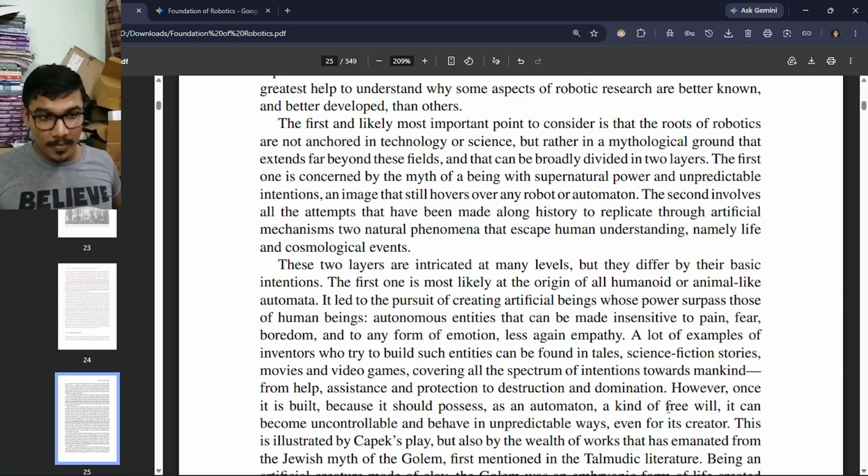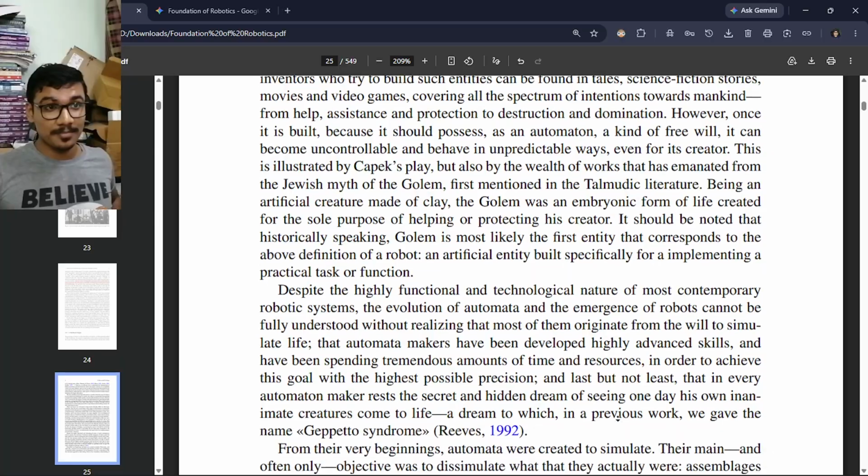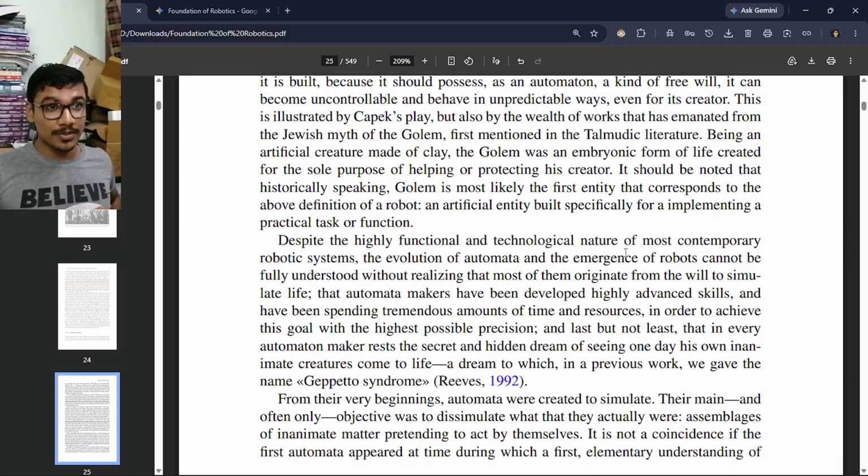However, once it is built, because it should possess, as an automaton, a kind of free will, it will become uncontrollable and behave in unpredictable ways, even for its creator. Oh my God. Are we talking about the future? Is this the future? Oh my God.